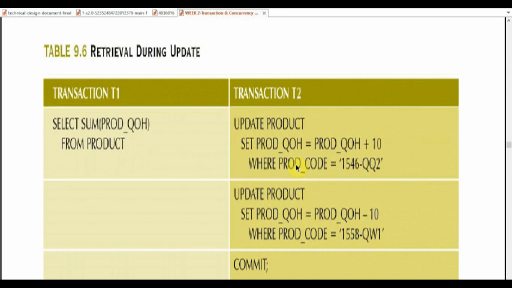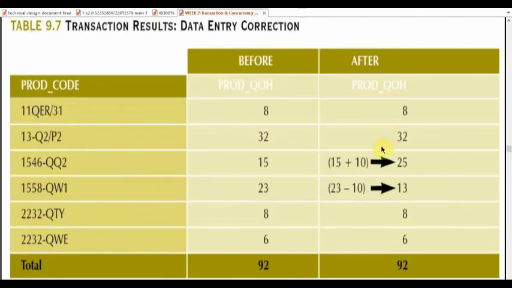But if they were different, they would have a problem, because this shows what basically happened. We did the totals here. Transaction 1 got this total of 92, and then transaction 2 affected these two records by making an increment here and a deduction here. But luckily the value is the same, and therefore we have the same figure here, which is consistent. So we were saying that if the value was different, then we would have a challenge, especially if we had an update on this record, QQ2, and never had the update on 1558 QW1. We would have the wrong figure here.